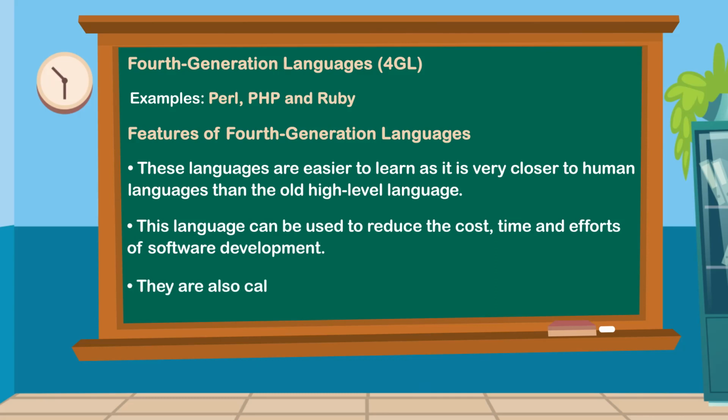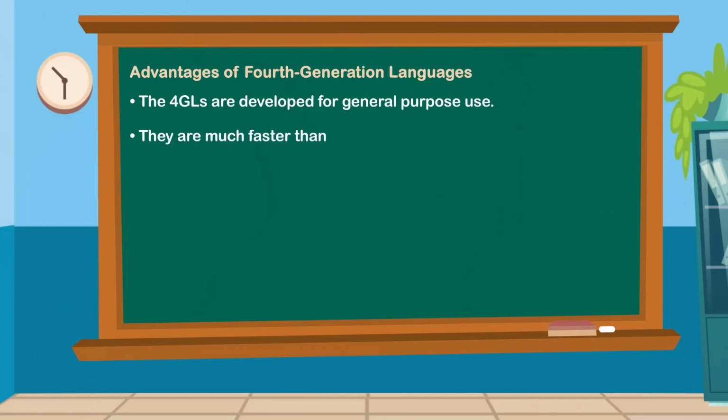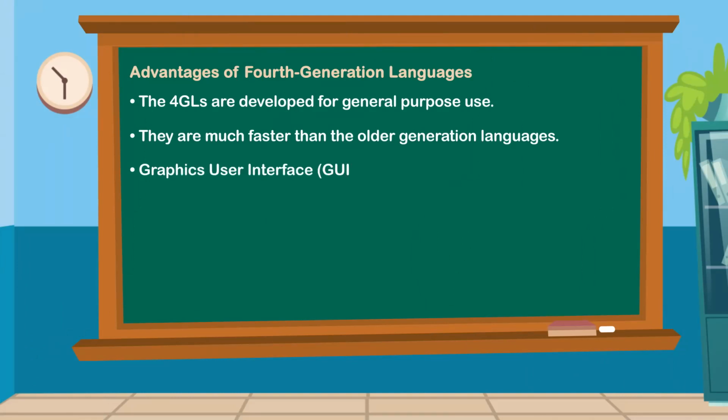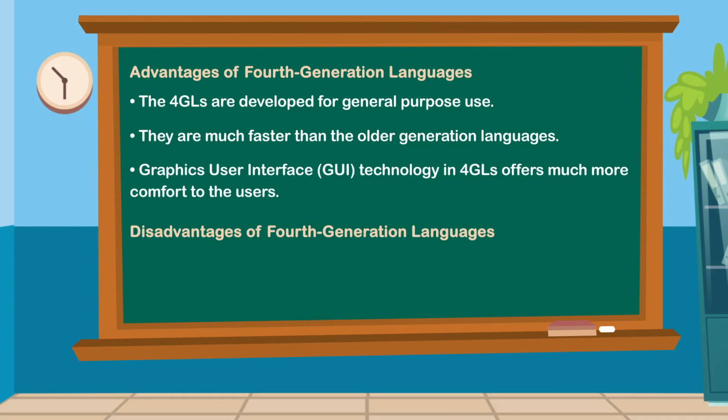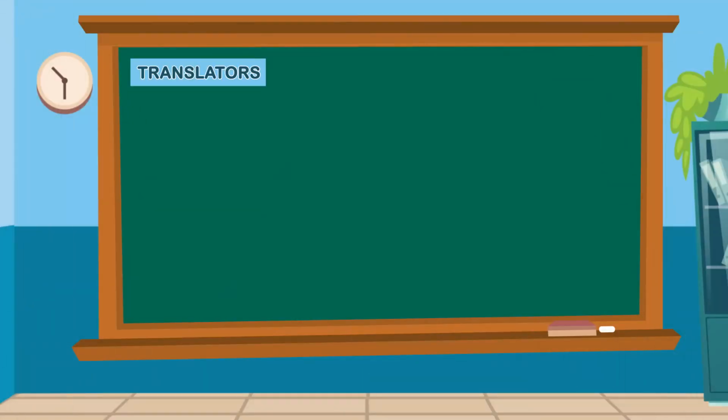They are also called modern high-level languages. Moving to its advantages, 4GLs are developed for general purpose use. They are much faster than the old generation languages, and the graphic user interface or GUI technology in 4GLs offers much more comfort to the users. And a major disadvantage of fourth generation language is that the programs that are developed using this language require more memory space. Going forward with translators now.